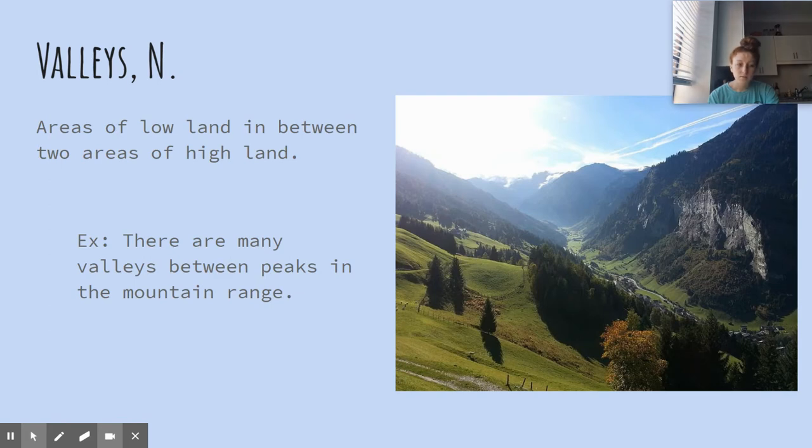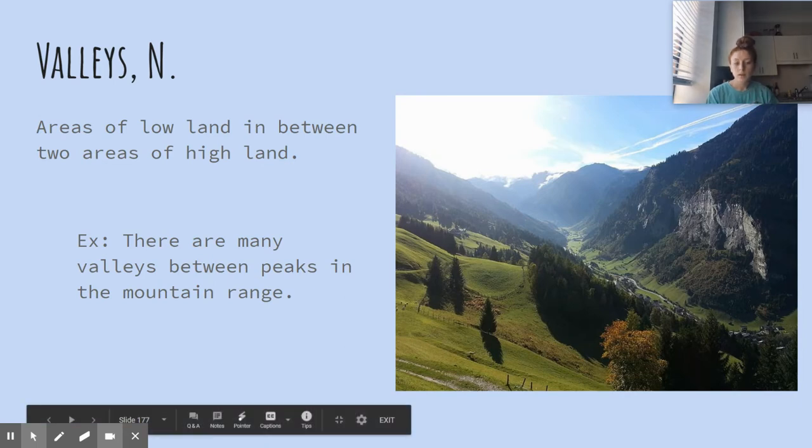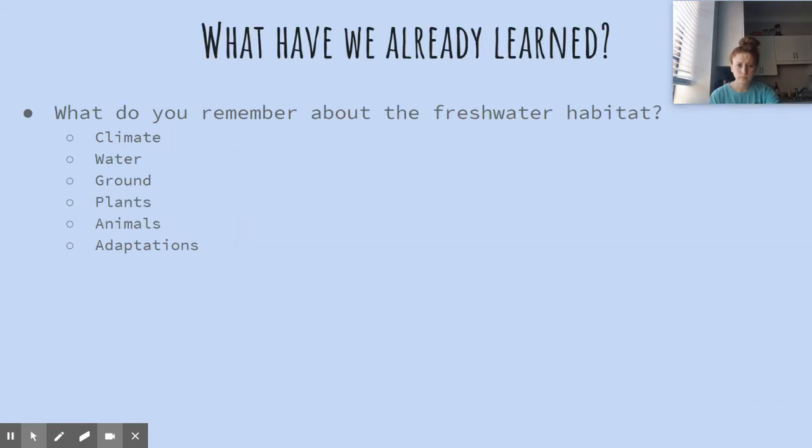Valleys is a noun. Valleys are areas of low land between two areas of high land. So high land over here, and then there's your valley, the low land in between. There are many valleys between peaks in the mountain range.